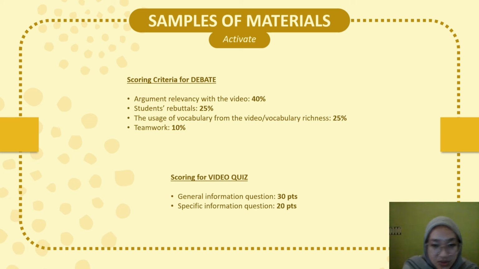And then the scoring for the video quiz: the first 2 questions require specific information, so they will be worth 20 points each if the answer is correct. And the last 2 questions require general information. I will give 30 points for each.